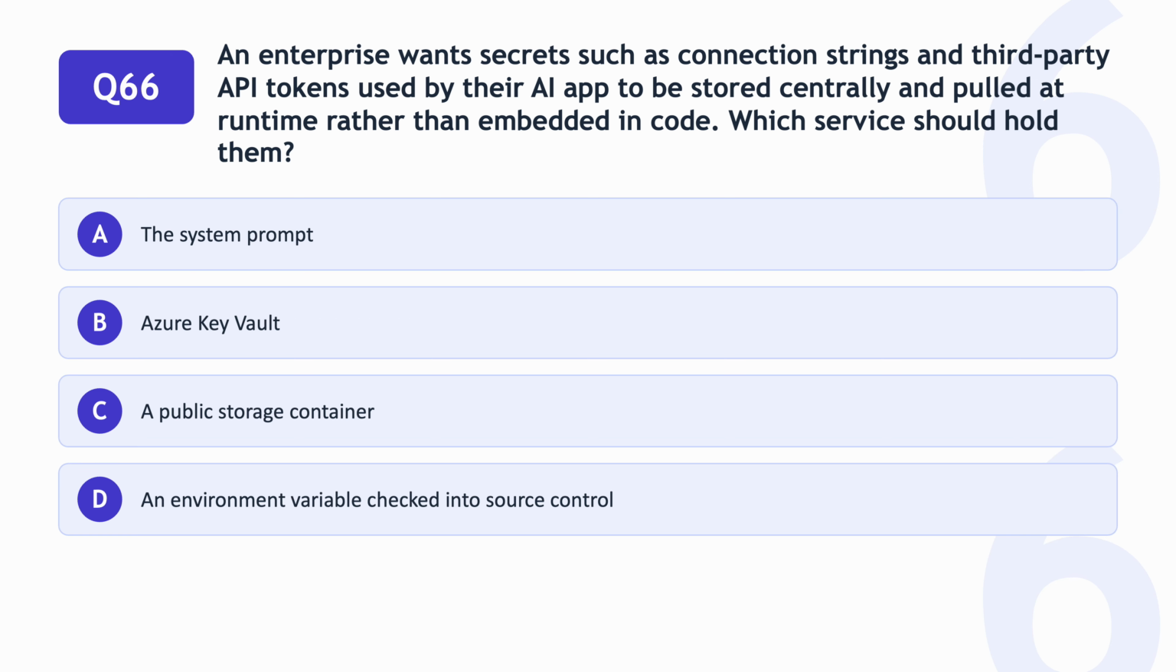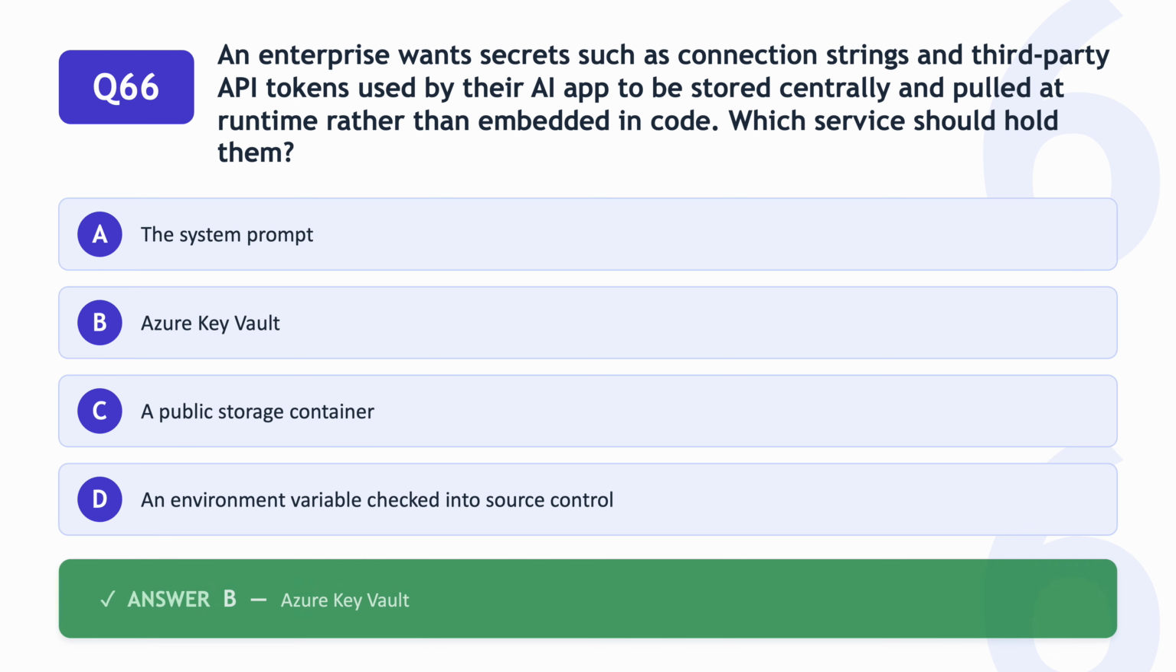Question 66. An enterprise wants secrets such as connection strings and third-party API tokens used by their AI app to be stored centrally and pulled at runtime rather than embedded in code. Which service should hold them? A. The system prompt. B. Azure Key Vault. C. A public storage container. D. An environment variable checked into source control. Pause the video if you don't want the answer yet.